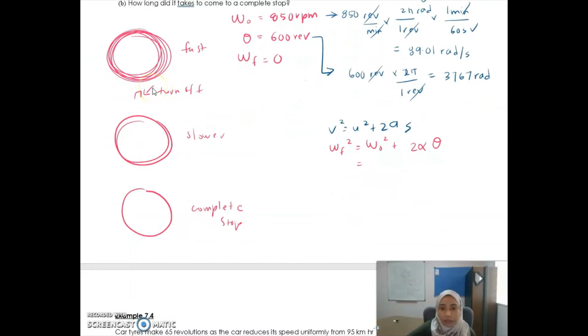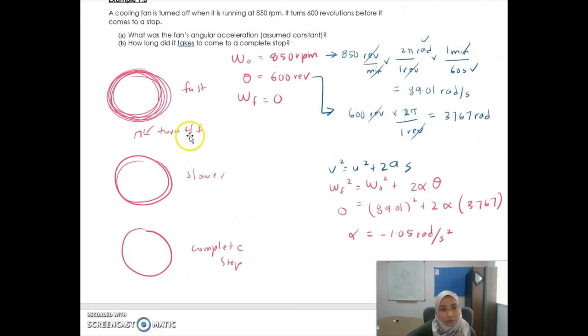So my omega final is 0. This one is 89.01 squared plus 2 alpha. We are trying to find alpha. We know what our S is, which is our theta, 3767. So solving this equation gives me alpha as minus 1.05 radians per second squared. So that is your angular acceleration for this problem.